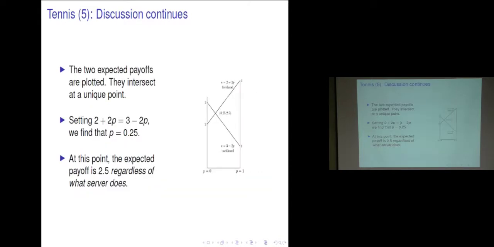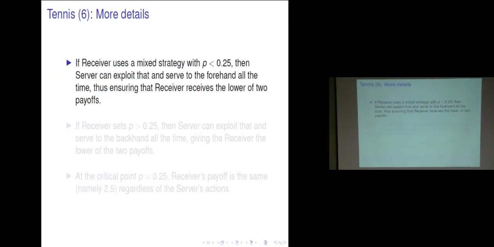So the picture is all right, right? You understand? Okay. So now I'm trying to say that this point, when p equals 0.25, or when p equals 1/4, is special. So if the receiver uses a mixed strategy with p less than this point, okay.